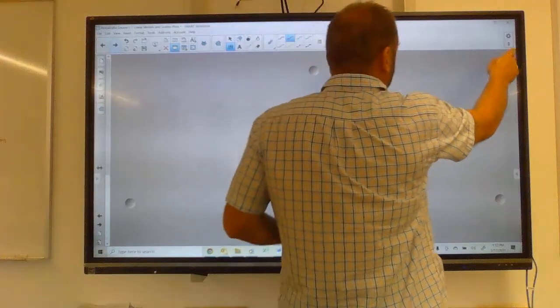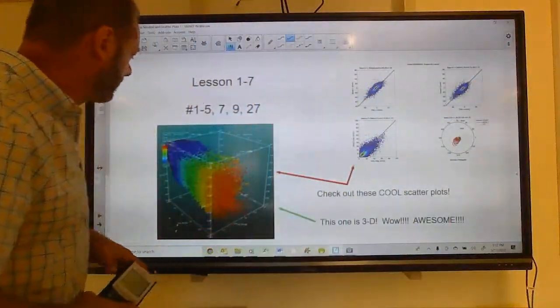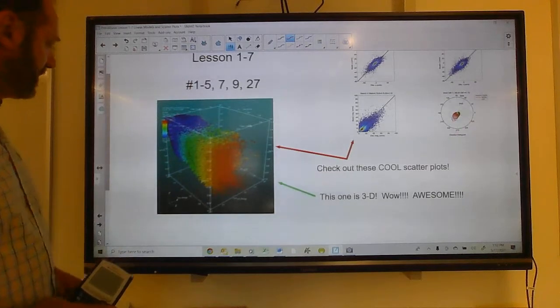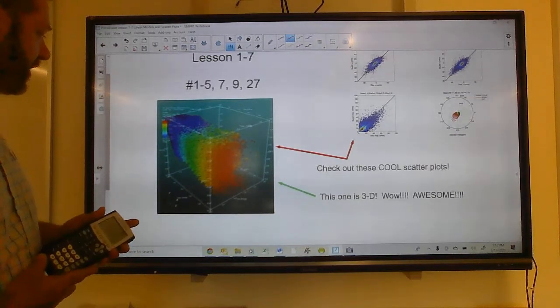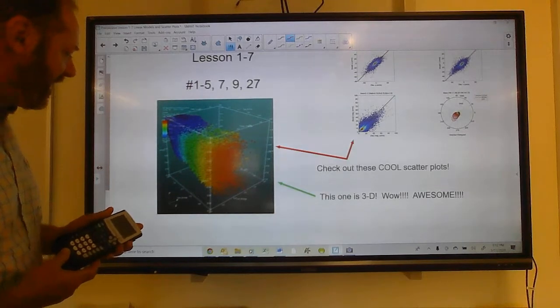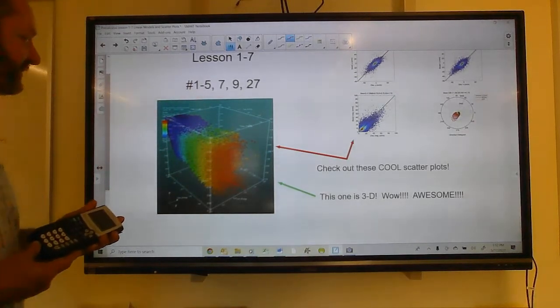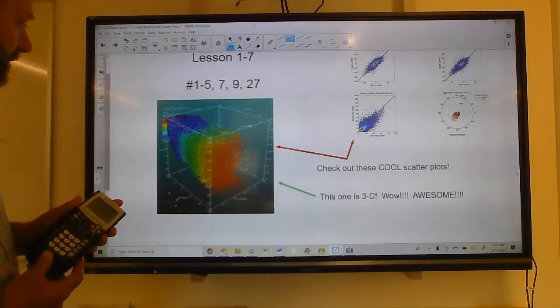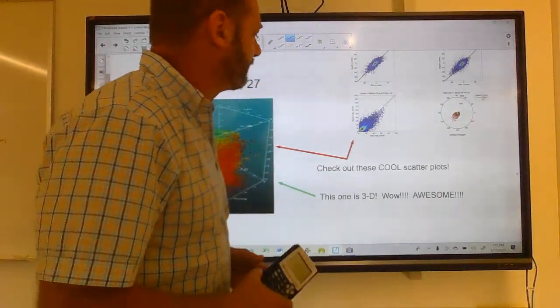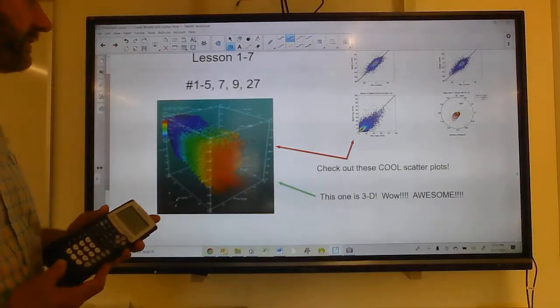Okay, so what do we have here? These are some different scatter plots. These are pretty cool. This is a 3-dimensional one. I think this one is on stars, and it has to do with the color of the star and how hot the star is and the mass, and it's got all kinds of things on there. Some other different kinds of scatter plots that you can do.